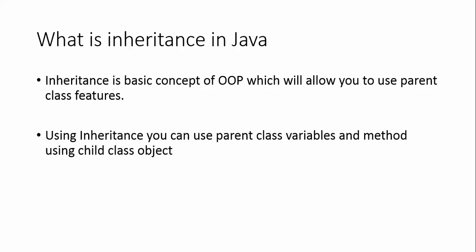So let's say you have another class which has some methods written, and you don't want to rewrite the same methods again. What you can do is directly extend that class using inheritance, and you can use those methods using child class objects only. So don't worry about the definition part. Once you write the code, you can easily relate to what I'm trying to explain here.